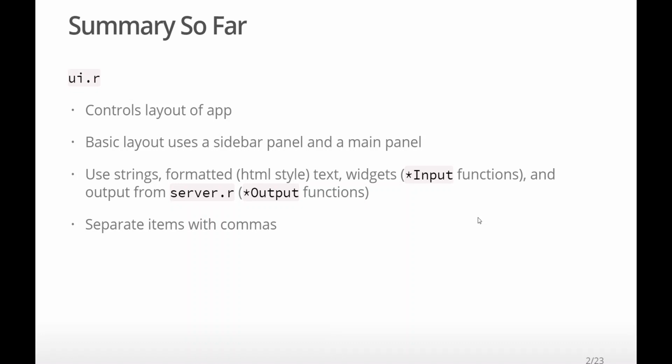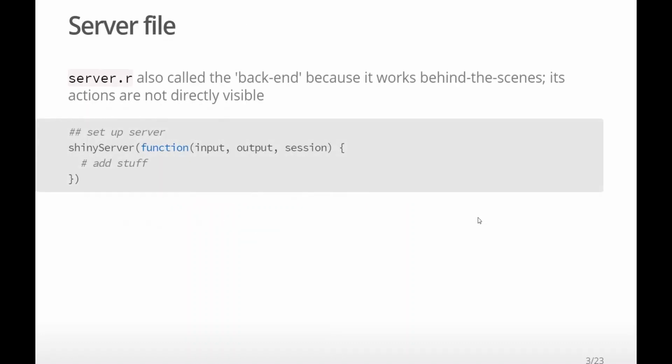All right, so let's talk a little bit more about this server file. So this is often called the back end because this is what's actually running the R code, and you don't ever actually see this code anywhere in your app unless, of course, you try to explicitly output it there. And so we saw a few ways to set up the server file, and so this is one. We just do Shiny server function of input, output, and session. And so we can put any code that we want to run in our app in between those curly braces.